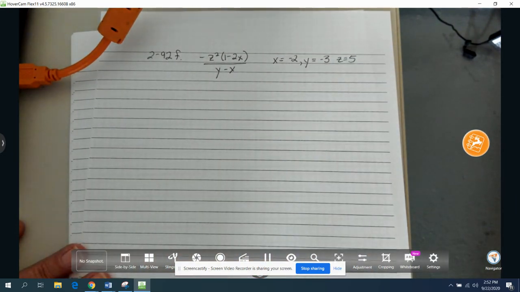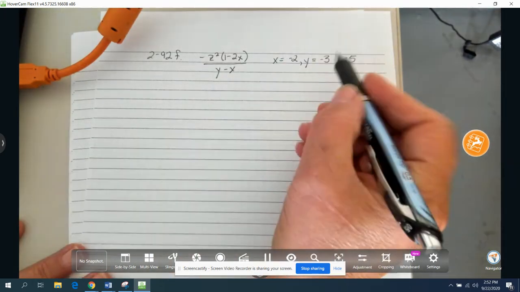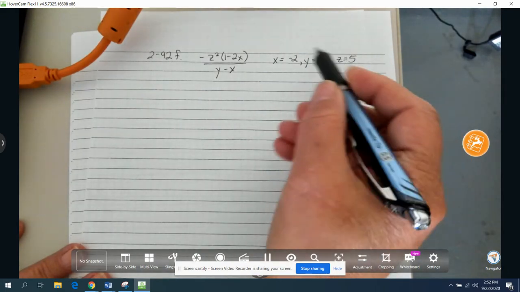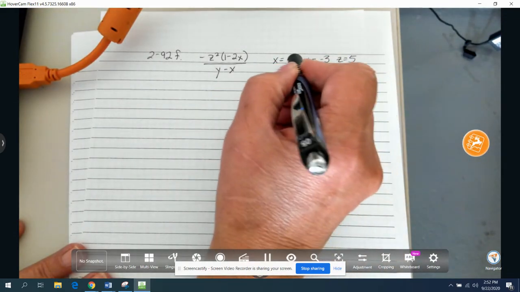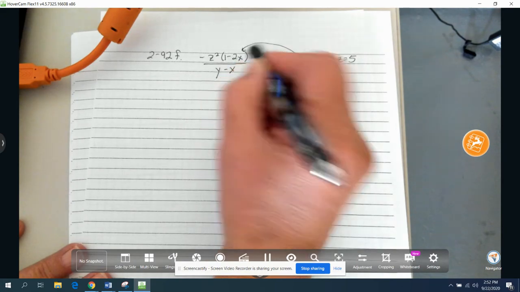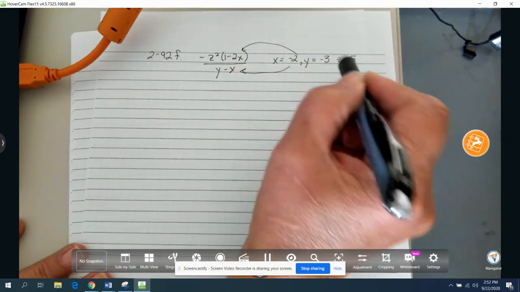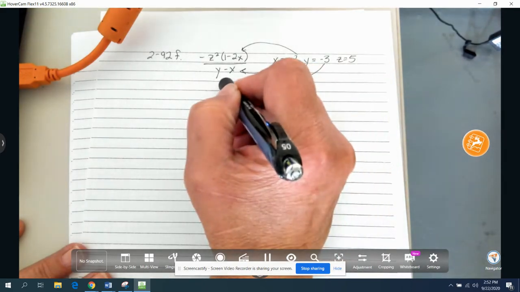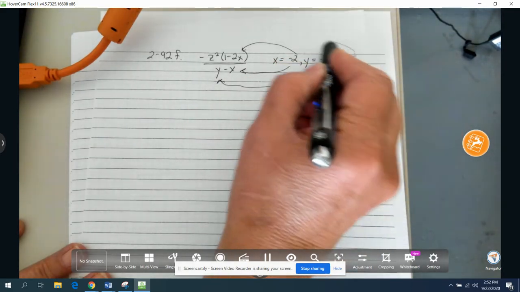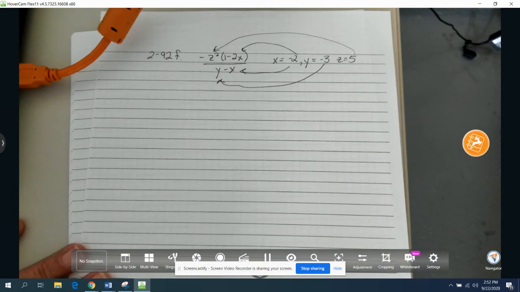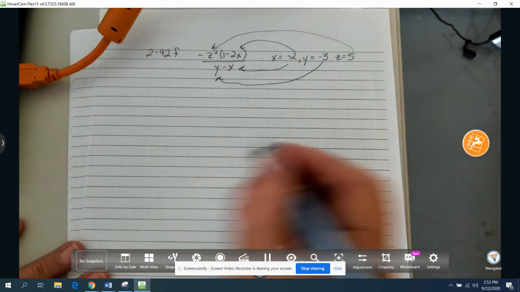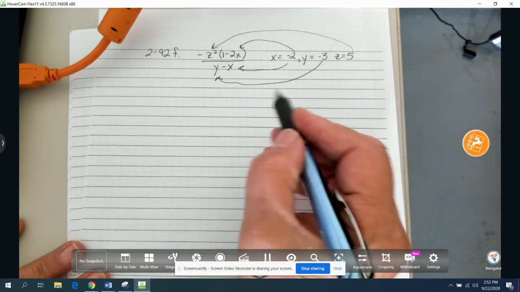When I look at that expression, I'm now going to substitute. It's called substituting. I'm going to substitute the values for the variables into this expression. So wherever I see an x, I'm going to write negative 2. Wherever I see a y, I'm going to write negative 3. And wherever I see the z, I'm going to put in 5. And then I'm going to use my order of operations to simplify it. So the very first thing is I'm going to substitute those in.